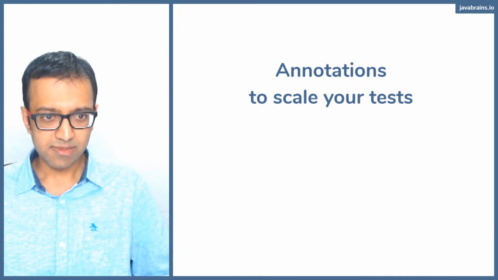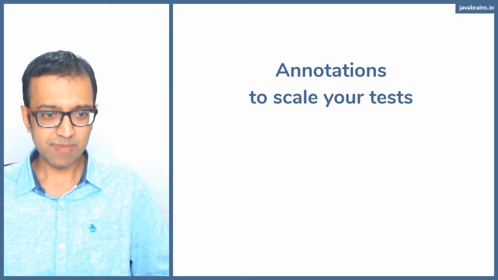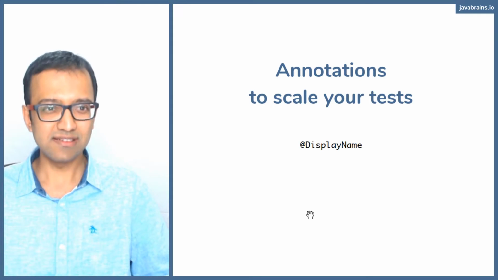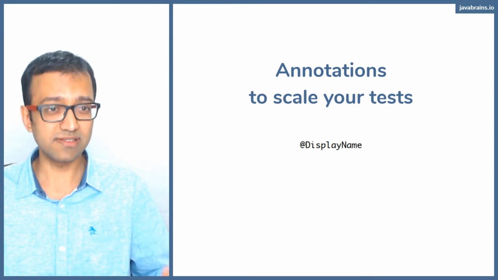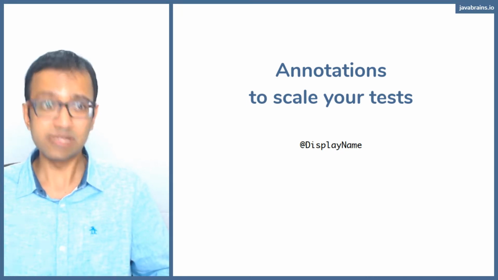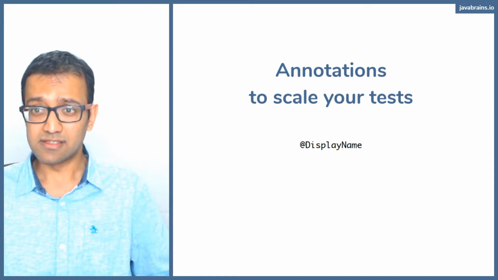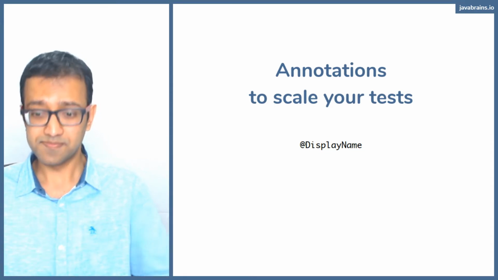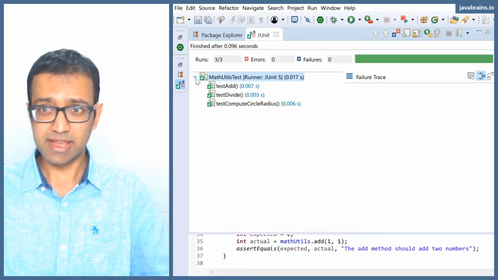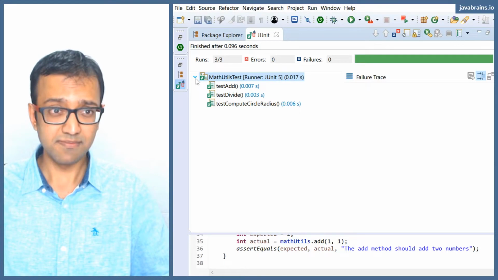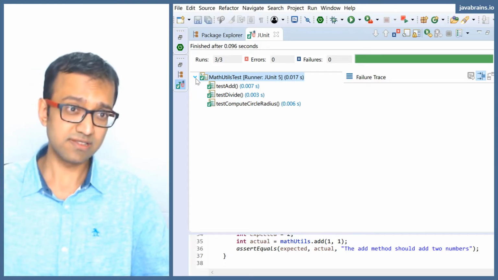The first annotation that I'm going to teach you is display name. It's a very silly, simple annotation, but I've seen places where it's recommended and kind of a coding practice, right? You are expected to put the display name on your test. The way display name works is, if you open your JUnit console, you see the name displayed is your method names, right? Whatever is the name of your method gets displayed over there.